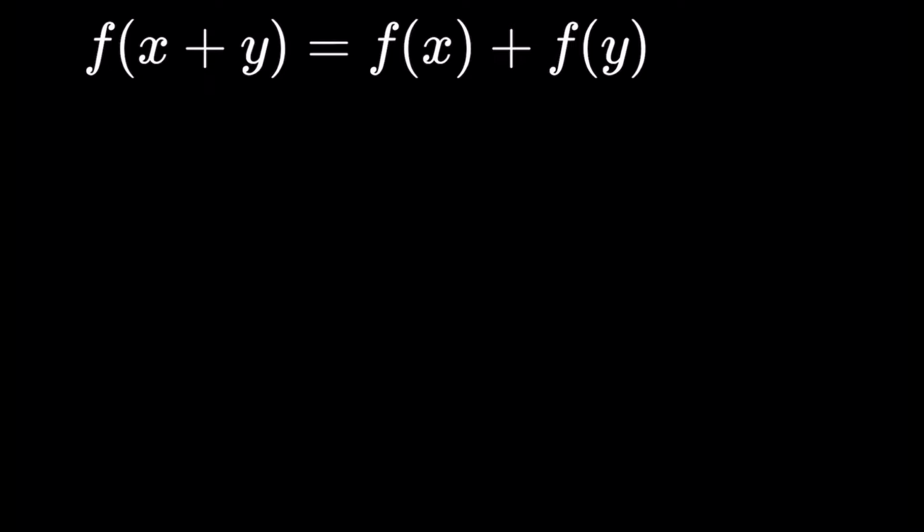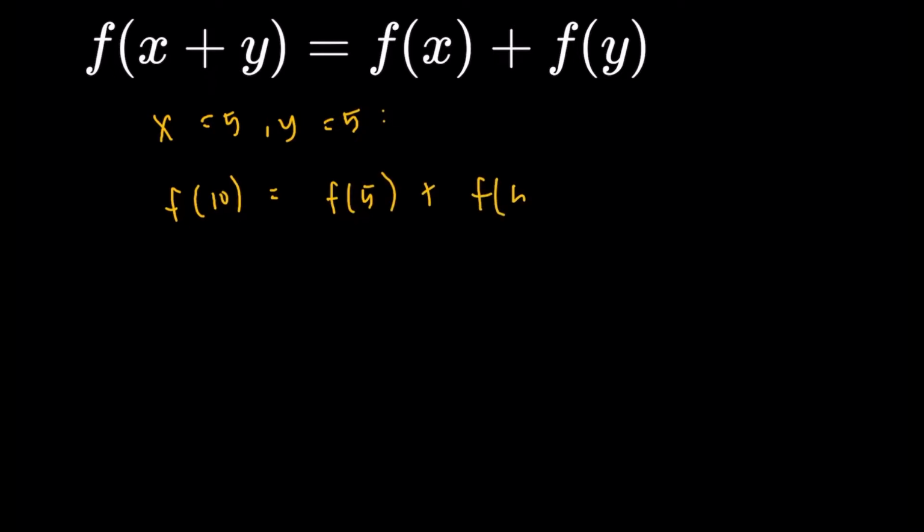First, let's try x and y both equal to 5, since we don't have any other nice values that we can substitute. If x and y are both equal to 5, we're going to get f of 10 is equal to f of 5 plus f of 5. Now we know that f of 5 equals 9, so f of 10 would be twice f of 5, so it's going to be 2 times 9, and that's going to be equal to 18.